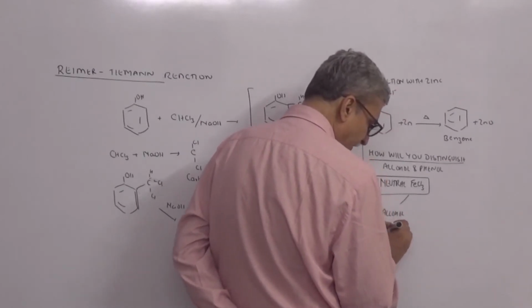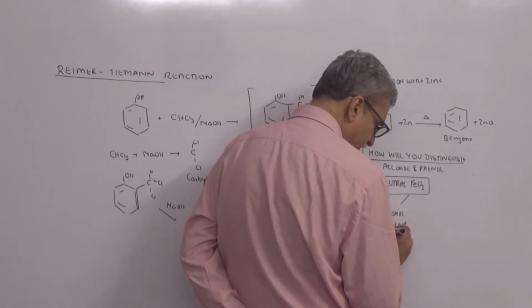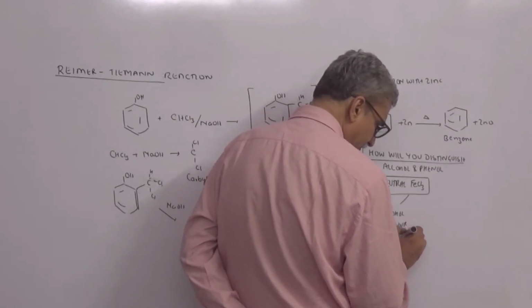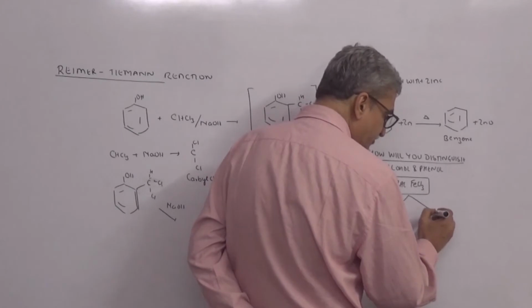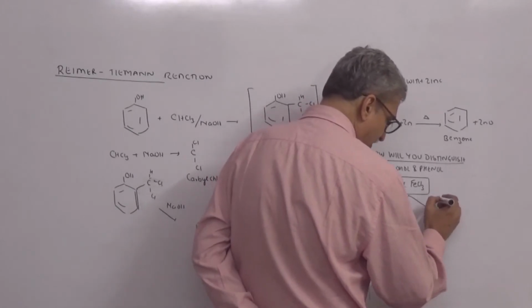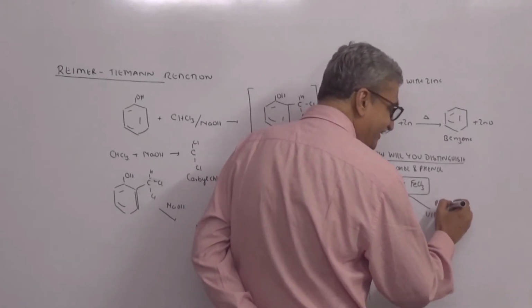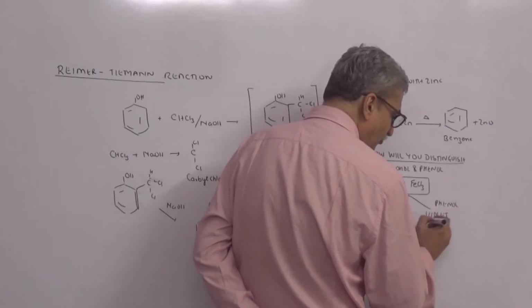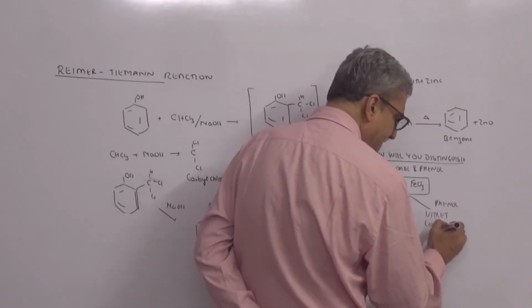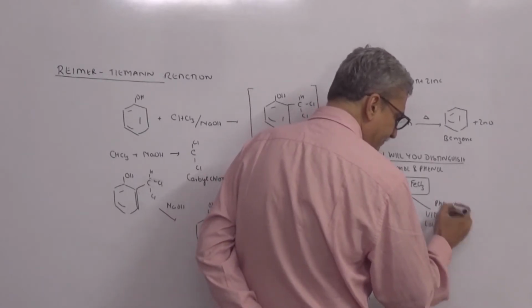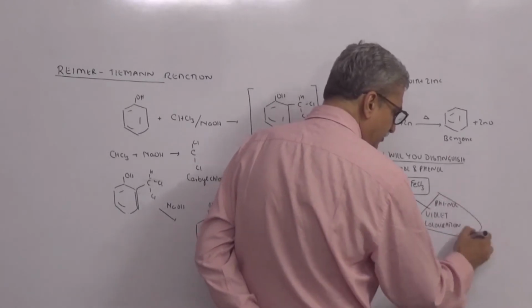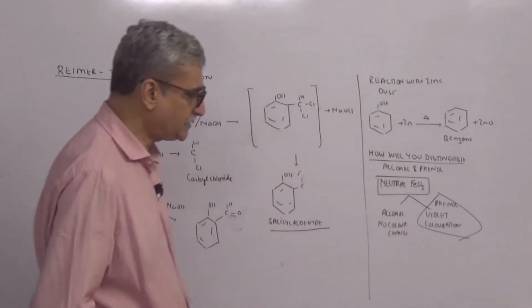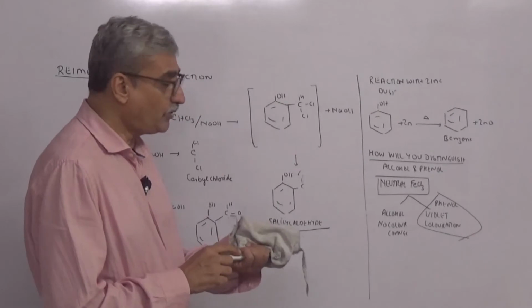gives no color change. With phenol, it gives a violet coloration. Sorry, I forgot to tell you with what. With phenol, it gives a violet coloration. Is this point clear? So this was a very important point over here.